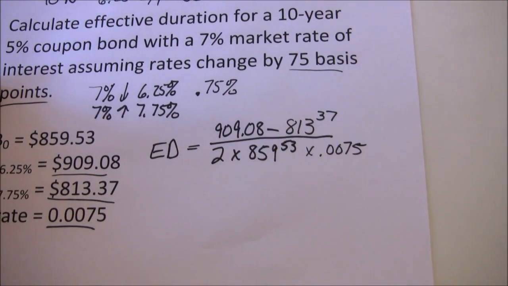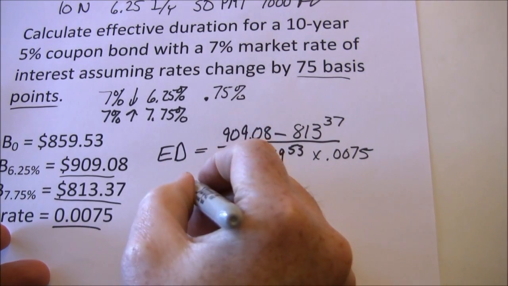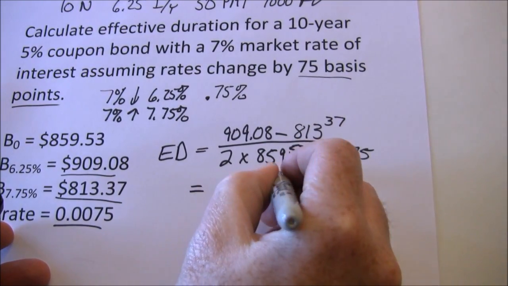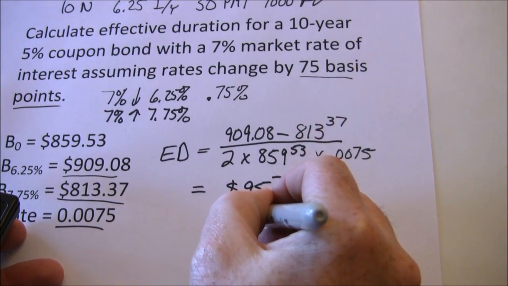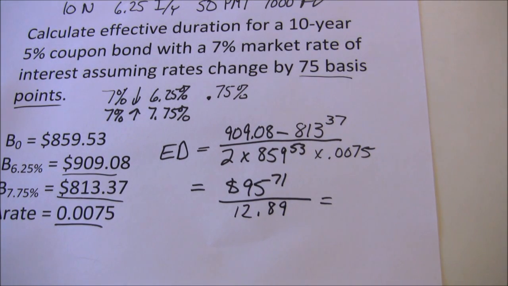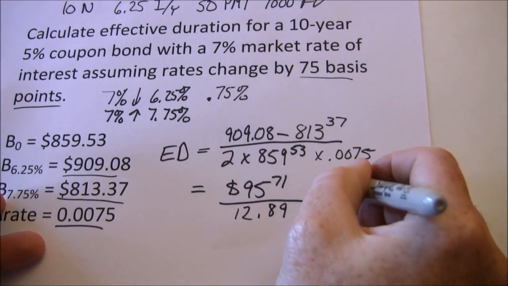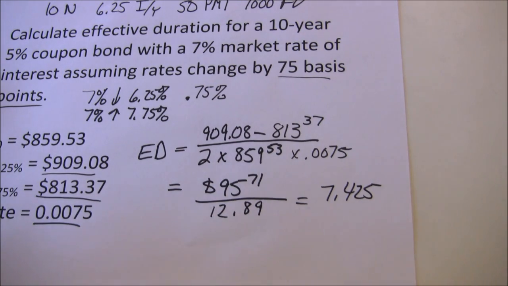Let me grab my calculator real quick. $909.08 minus 813.37 gives us a numerator of 95.71, and then 2 times 859.53 times 0.0075 gives us 12.89. 95.71 divided by 12.89 gives us an effective duration of 7.425 years.